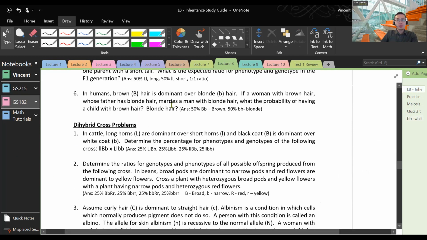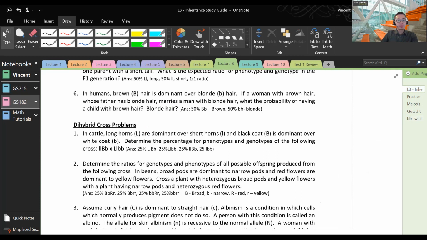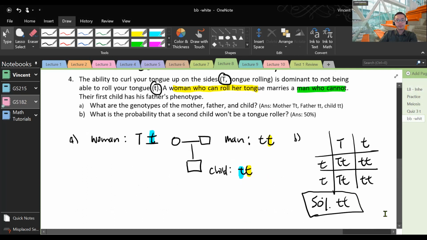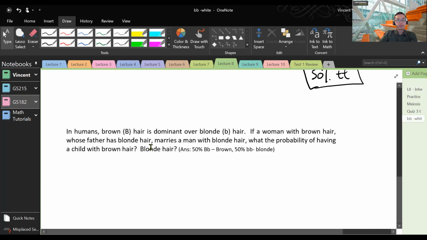Let's do one more. In humans, brown hair is dominant over blonde hair. Okay, so let's write down our possible situation. If you are big B, or big B, small b, that's going to be brown hair, and it's going to be dominant over blonde hair. So blonde would be small b, small b.